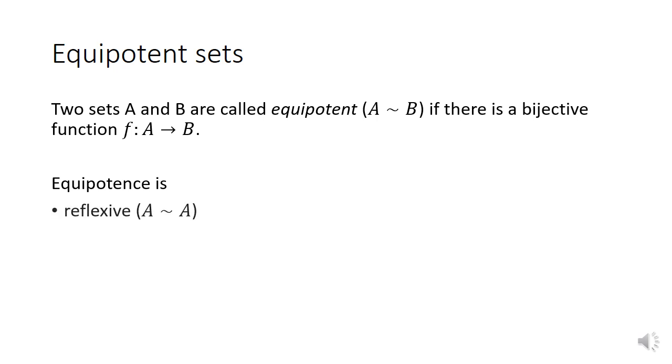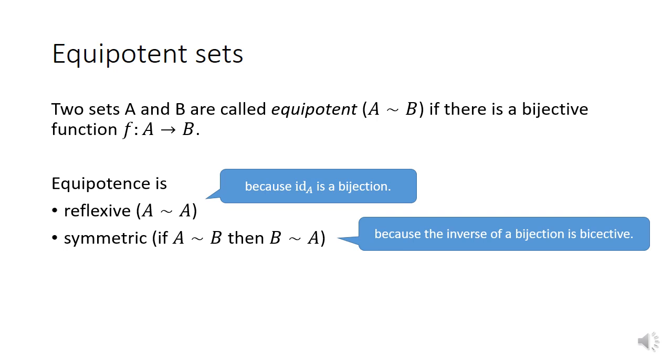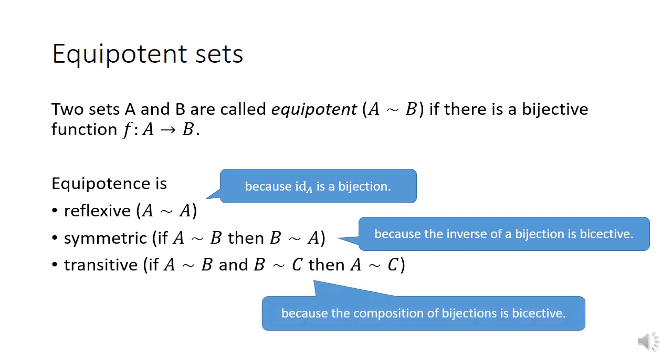It is reflexive, that is, every set A is equipotent to itself, because the identity on A is a bijection. It is symmetric. If A is equipotent to B, then B is also equipotent to A, because the inverse of a bijection is bijective. And it is transitive. If A is equipotent to B and B is equipotent to C, then A is also equipotent to C. This is because the composition of bijections is bijective.